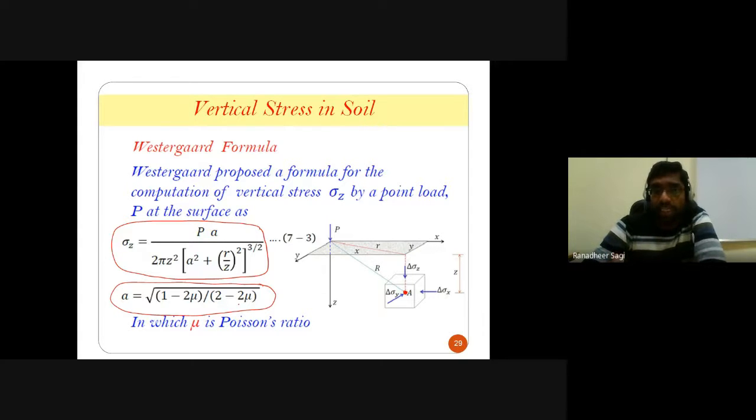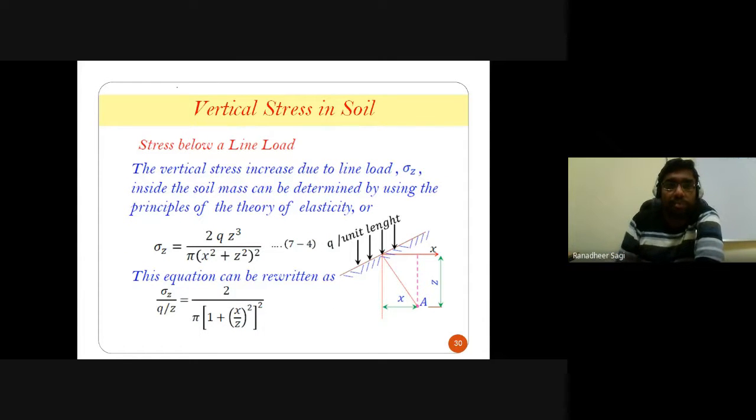and the Poisson's ratio of that particular material in which the deformation is happening, that's nothing but the Poisson's ratio of the soil, should be known. And obviously the intensity of the concentrated load, or the magnitude of your concentrated load, should be known. Once that is known, you can substitute into this expression given by Westergaard, and we can calculate the stress getting developed in the Z direction at any position below the ground surface.